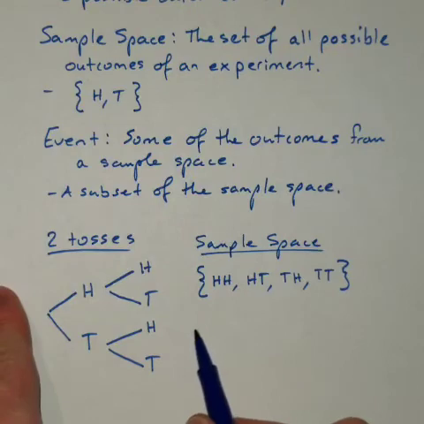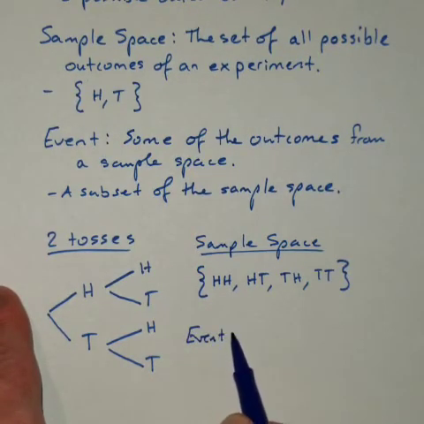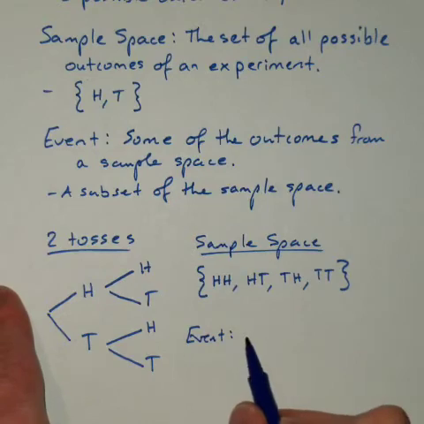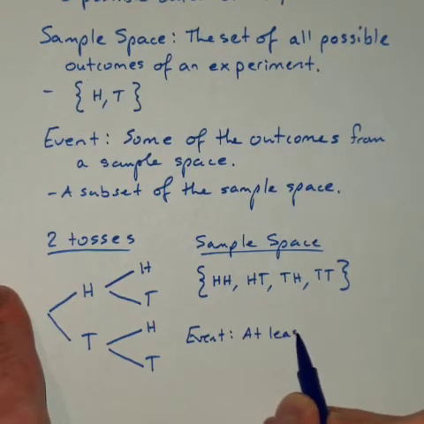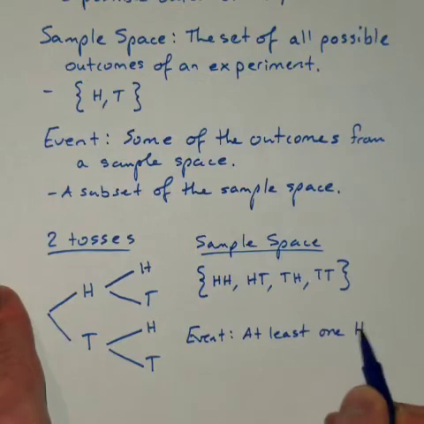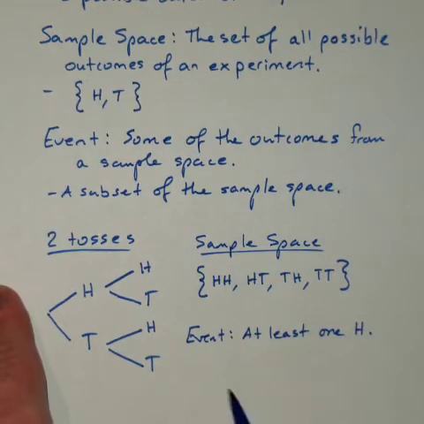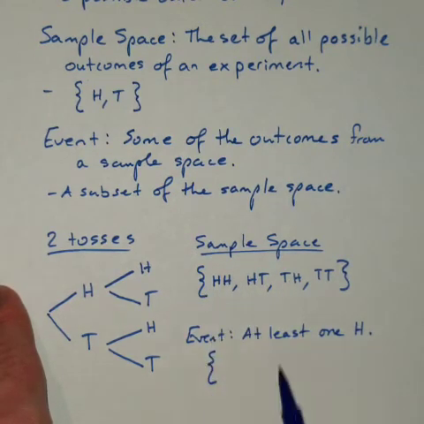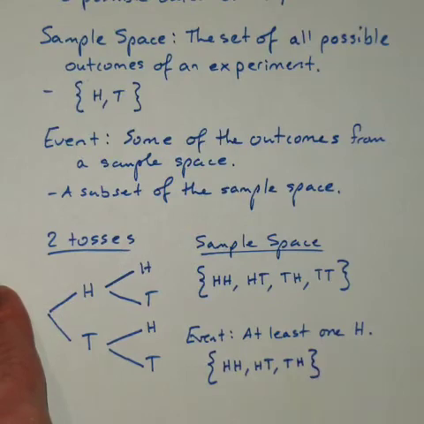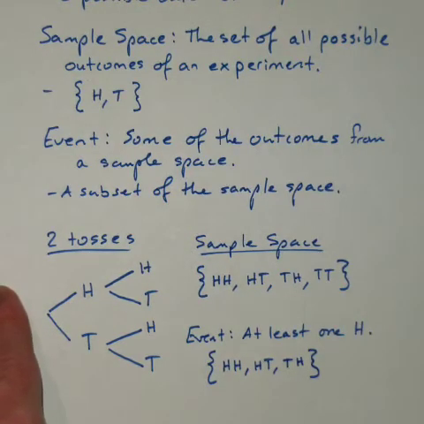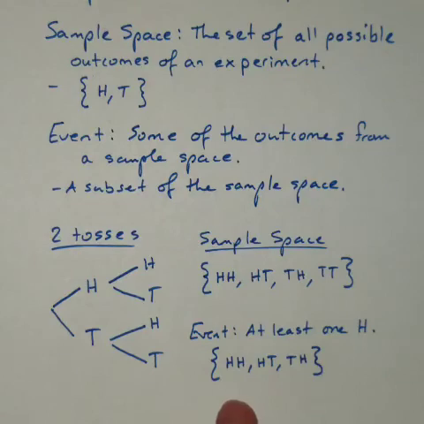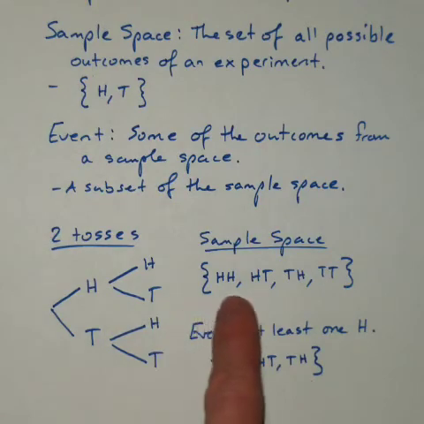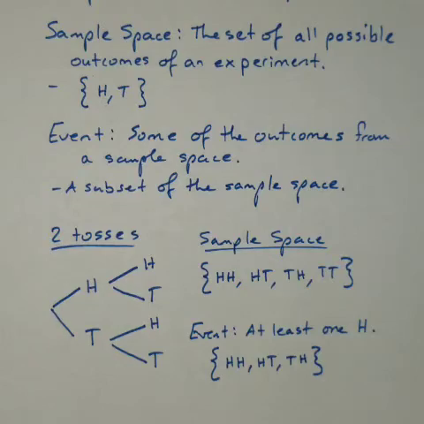You could have, for example, an event, and I'll just make one up here, maybe at least 1 head. Okay, so the event then is at least 1 head, meaning as long as there's a head that comes up, it's listed in that event. So head head, head tail, tail head are all in that event. Tail tail would not be something included. So this is what we call a subset, because it's another set of some of the outcomes from the sample space. Okay.